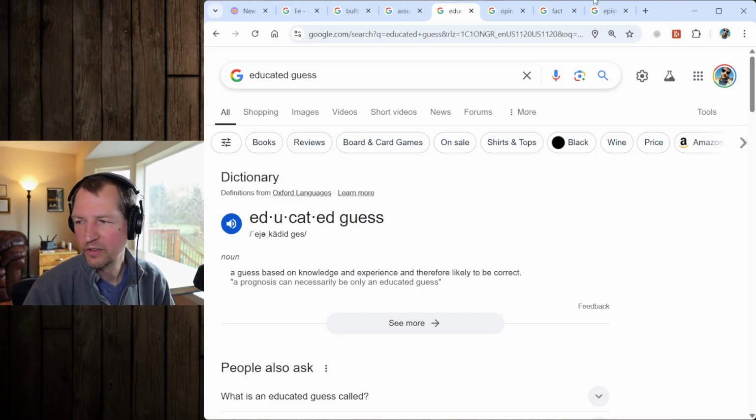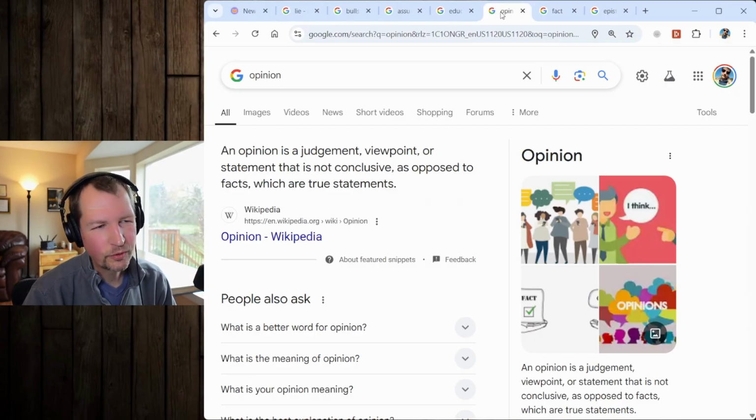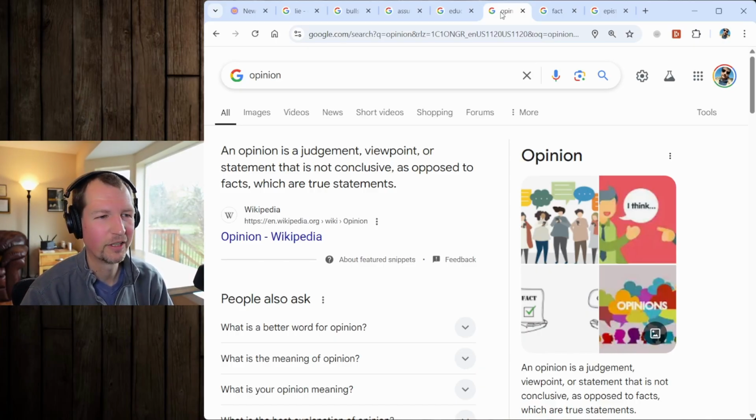Okay, moving on. I think I pulled up the definition of opinion. Opinion is a judgment, viewpoint, or statement that is not conclusive, as opposed to facts, which are true statements. So it can be true that somebody has an opinion, but that shouldn't be conflated with the opinion itself. If I have an opinion that chocolate ice cream is better than vanilla ice cream, it's a fact that I have that opinion, but is chocolate ice cream objectively better than vanilla ice cream? It's merely an opinion. So we need to understand when we're working on the job, are people making statements of opinion or are they making statements of facts?